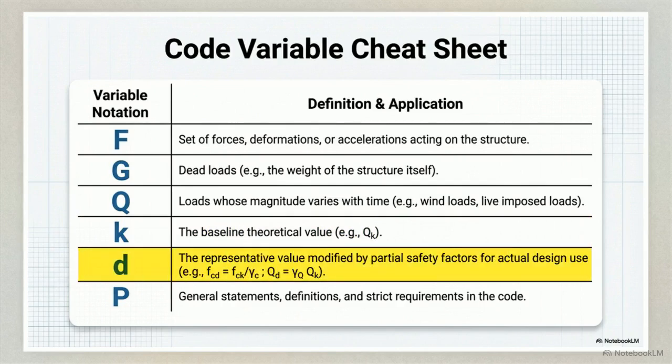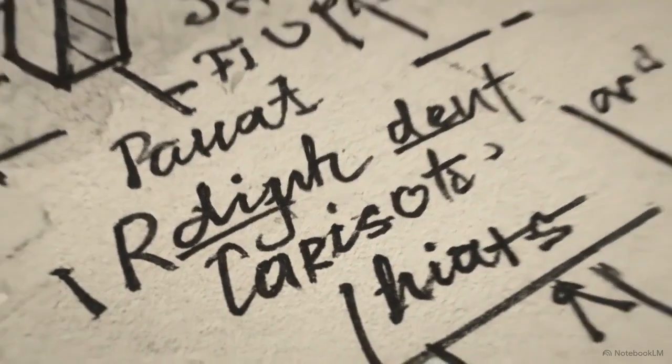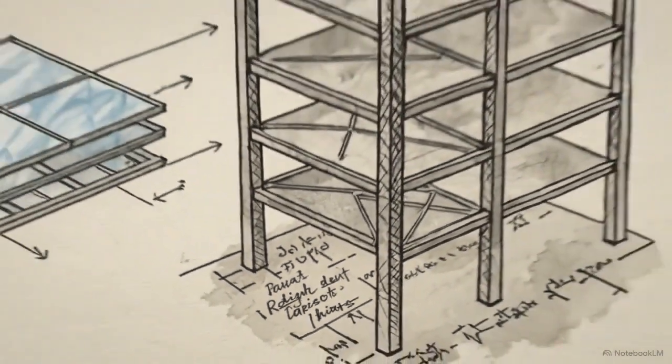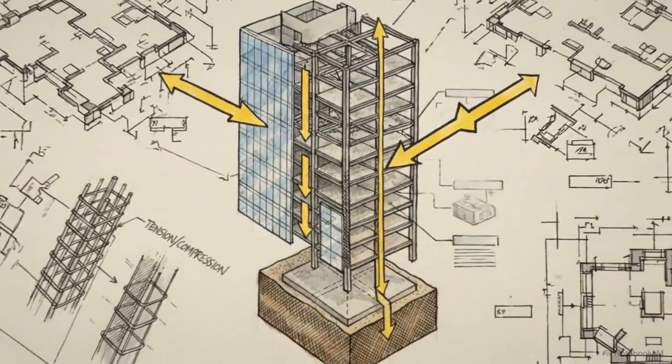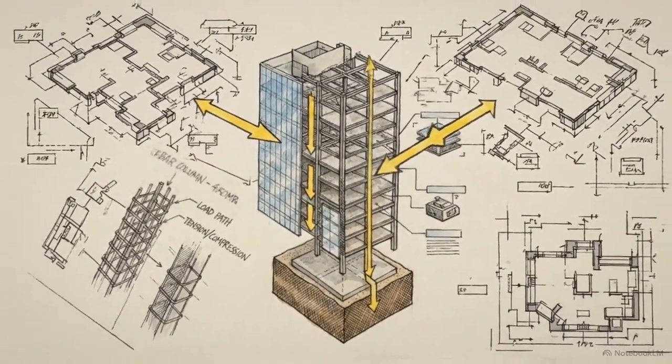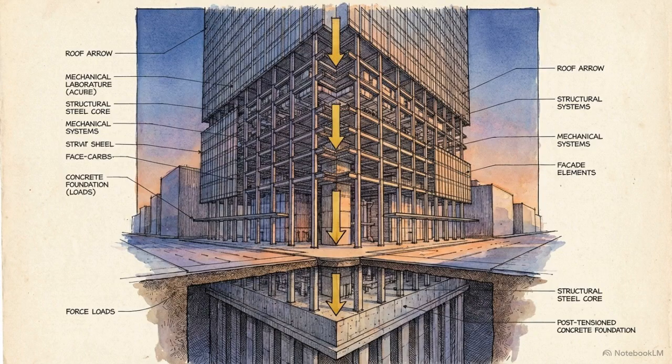A completed building is the direct physical manifestation of these equations. The structural engineer stands exactly at the intersection of abstract mathematics and raw gravity, ensuring the spaces we live in remain safely, quietly anchored to the earth.